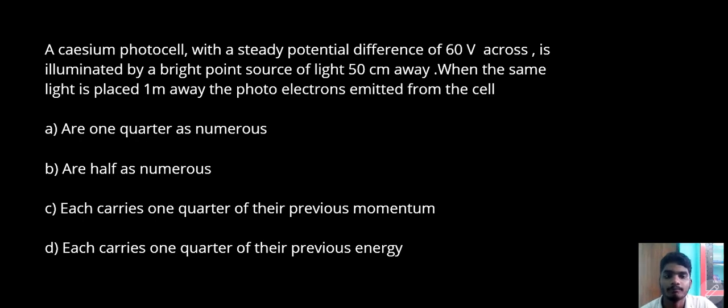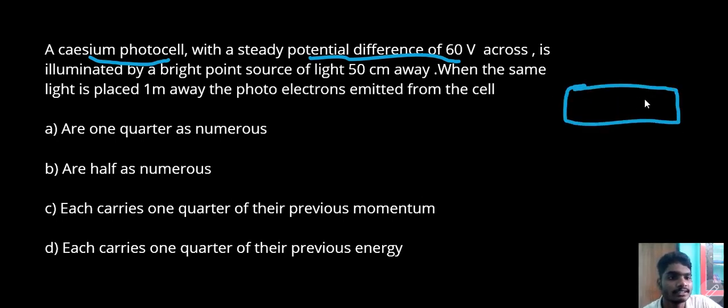Hello everyone. The question says a caesium photocell with a steady potential difference of 60 volt across it is illuminated by a bright point source. So this is going to be the cell. This is going to be the cathode, and this is going to be the anode. The C shape is called the cathode.